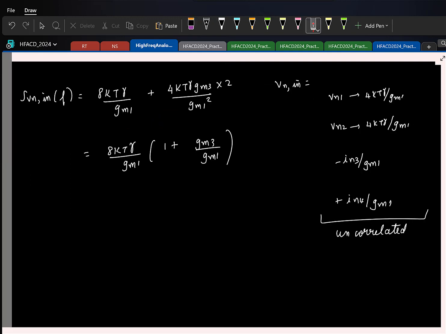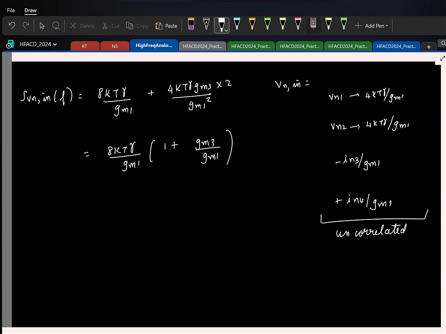Now the first term is the noise contributed by the input transistor. If you want to reduce the noise, what is the only solution? You have to increase GM1. Or you go to Antarctica and make the temperature go to 0. The practical thing is to increase GM1, which boils down to increasing power.